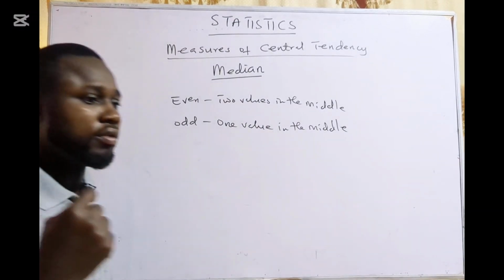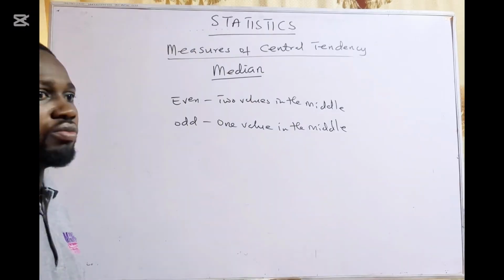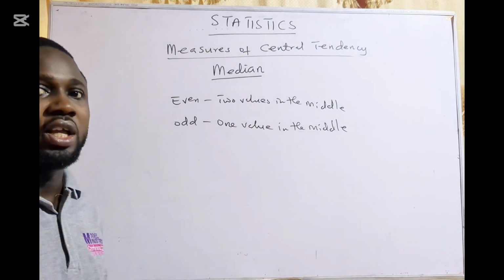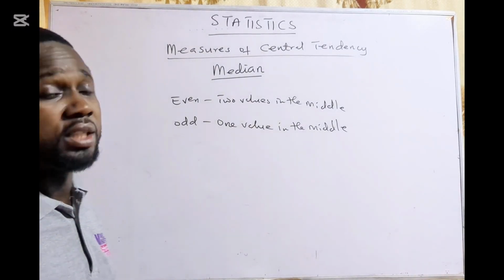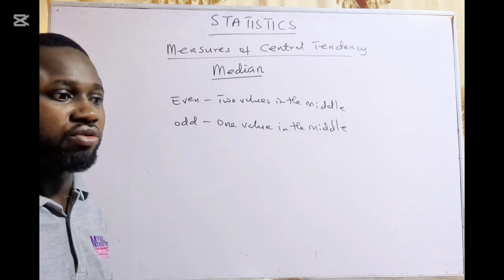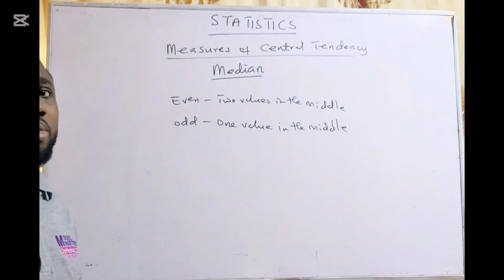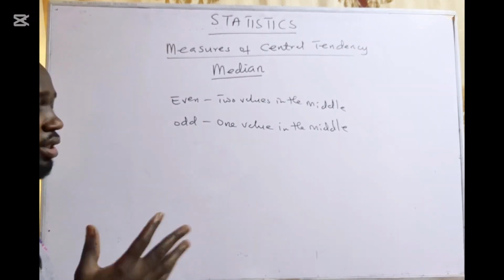So first, arrange the values in ascending order. Second, check the number of values. If the number is even, then there will be 2 numbers in the middle. Add the 2 numbers and divide by 2. If the number is odd, then you have no problem. Only 1 number will be in the middle, and you are good to go.